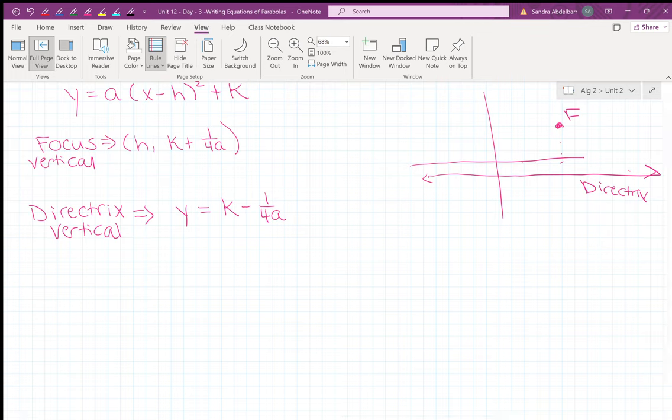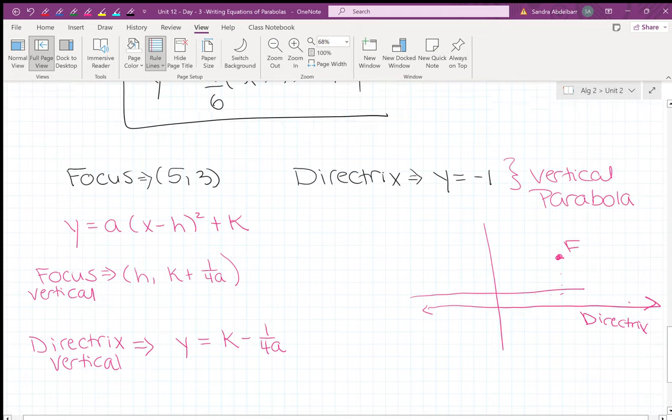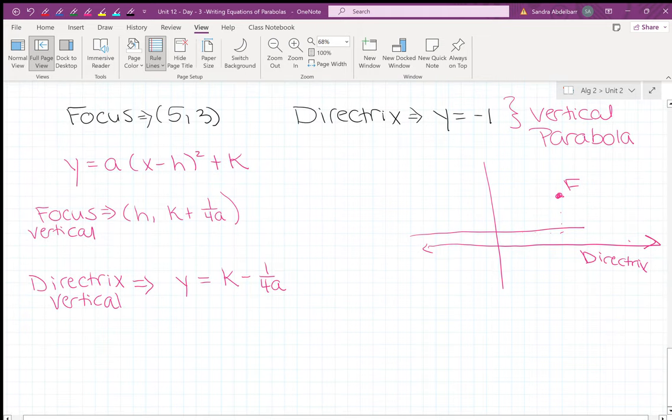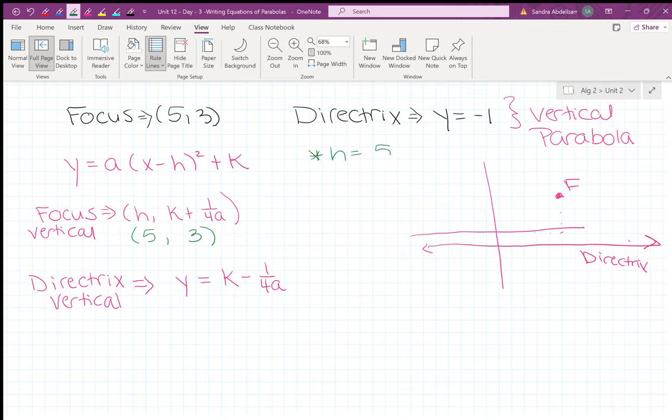So now let's go, guys. You need to pay attention. Now what we're doing is we're going to set them equal. Let's start with the focus. I know the focus is (5, 3). What does that mean? H is definitely 5. So we could put a star and say we know H is equal to 5. And then let's go to the directrix. We know this is y equals -1.